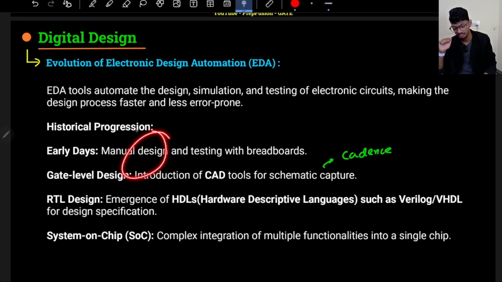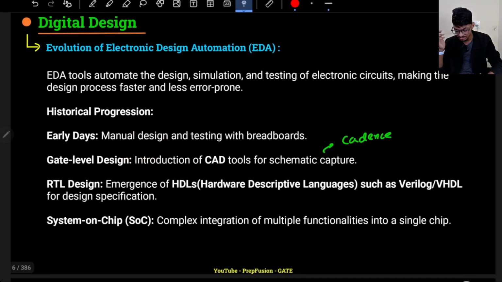Previously we used to do manual entry, manual drawing of the blocks and all those things. That is very tedious. Next we came to RTL design. RTL design used hardware descriptive languages such as Verilog and VHDL for design specification. We didn't have to use Cadence. We just directly coded our design.